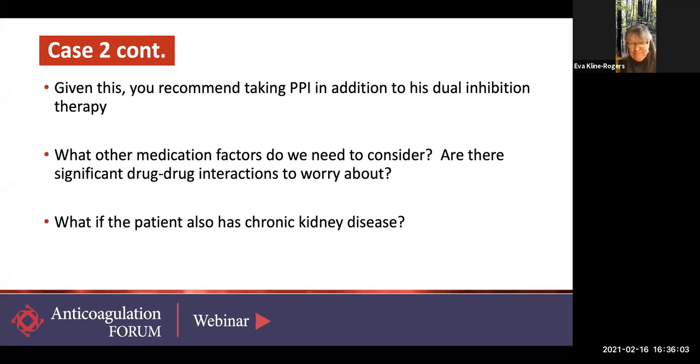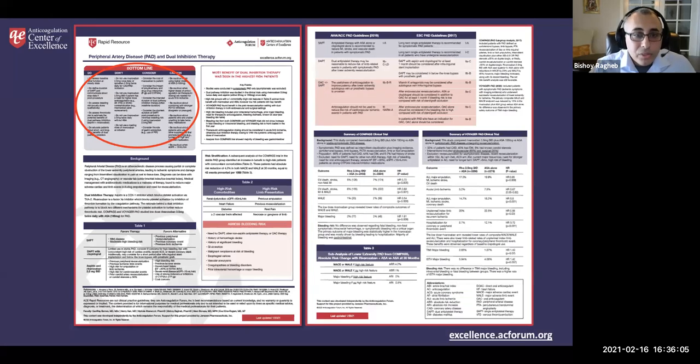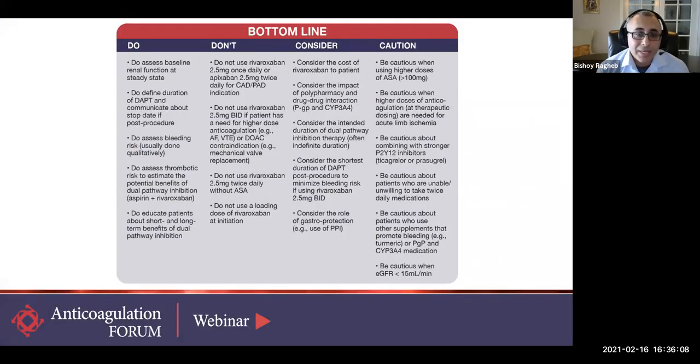Bishoy, your thoughts? Yeah, so with regards to using a PPI, there were actually 17,000 patients who were randomized within the COMPASS trial to receive either a placebo or PPI. And those results were published a couple years after the COMPASS trial results were published. One important thing to consider was that previous peptic ulcer disease patients weren't excluded from the randomization of using a PPI. And it was about 2.5% of patients.